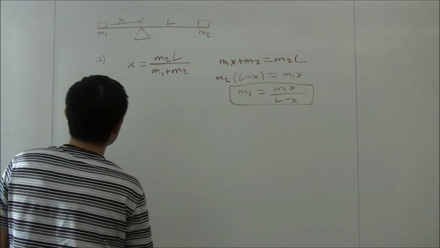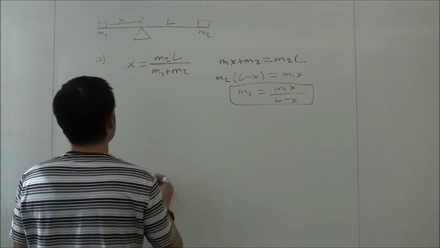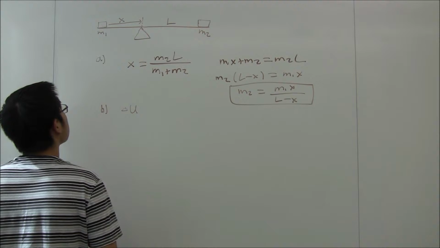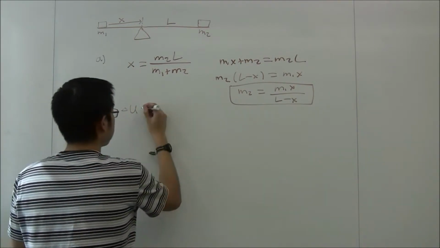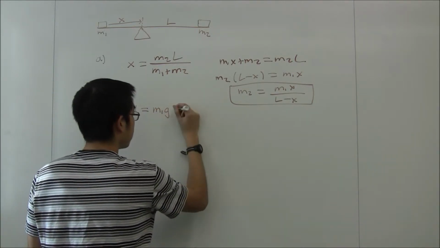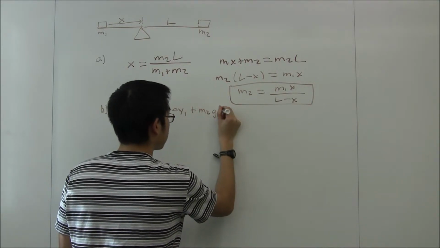Now for part B of the problem, we have to show that for small tipping angles, delta theta, the sum of the gravitational potential energies of mass 1 and mass 2 do not change, which would mean that the total energy of the system remains constant. Now, the change in the sum of the gravitational potential energies of the masses is given by m1 times g times delta y1 plus m2 times g times delta y2.